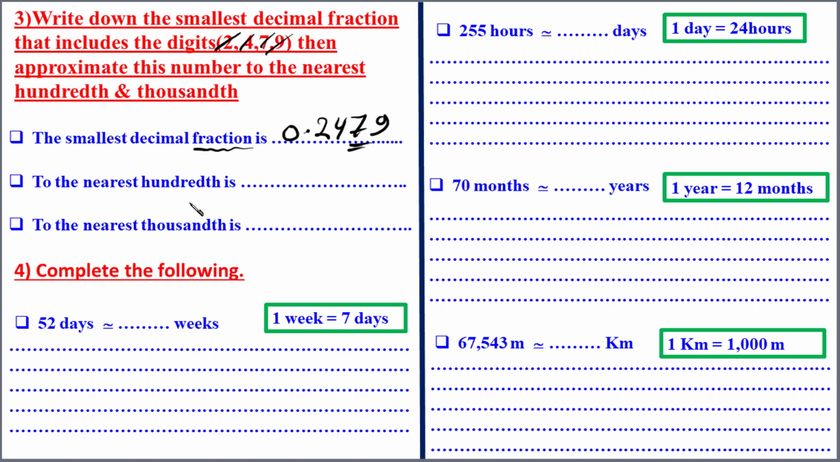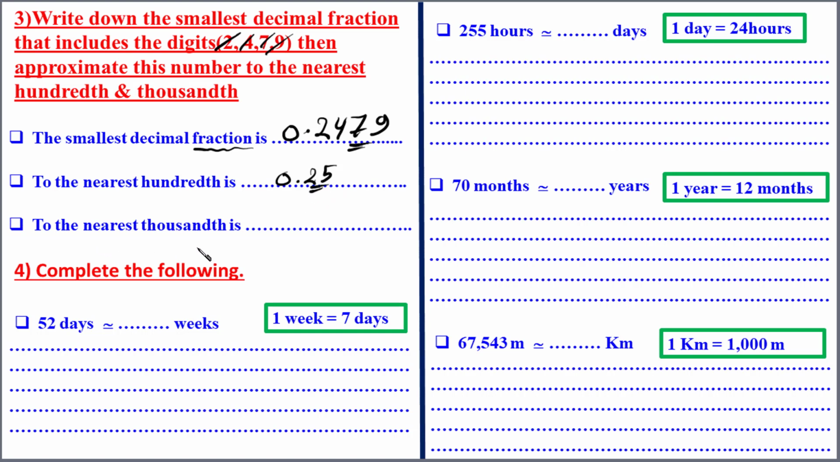Approximate this fraction to the nearest hundredth. The hundredth place is 4. Look at the thousandth place, it's 7. So the hundredth place will increase by 1 and leave out all the digits to its right. It will be 0.25.